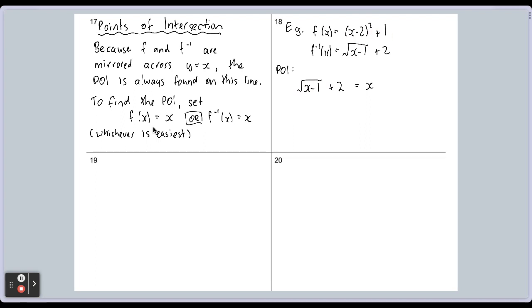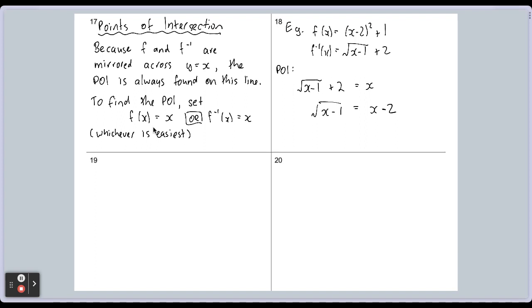You could have chosen either, and you would get the answer eventually, but this is the way I chose. Maybe the other way is better, but I think this is a better way of doing it. So I'll just do a quick solve of this, just so you're right with it. So I might choose a darker colour so you can see it. So we've got the square root of x minus 1 is equal to x minus 2.